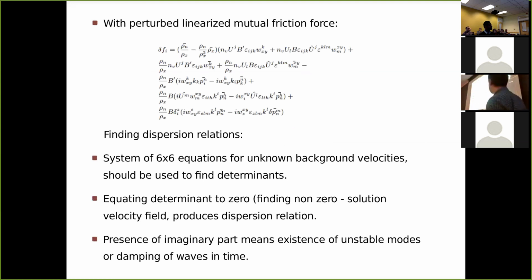So what we need to do is to equate the determinant to 0, and in general we have a system of 6 equations for the unknown velocities, and also we have a lot of different parameters. So in numerical calculations we can include a lot of them to see the results, while in other cases we have a lot of different single cases to show. And so if the imaginary part is present in the dispersion relations, this means that we have unstable modes or damping of the wave in time, depending on the sign of the imaginary part.